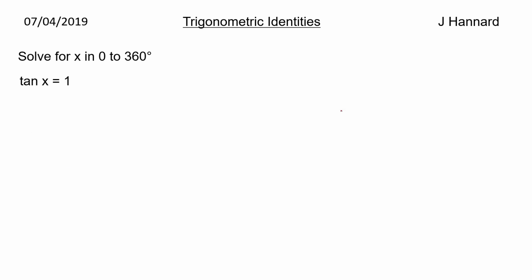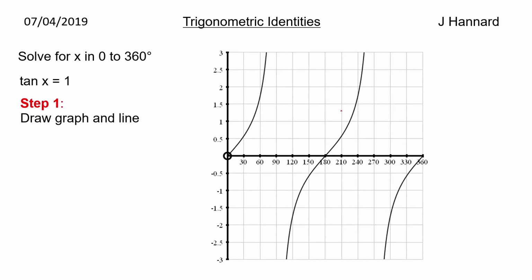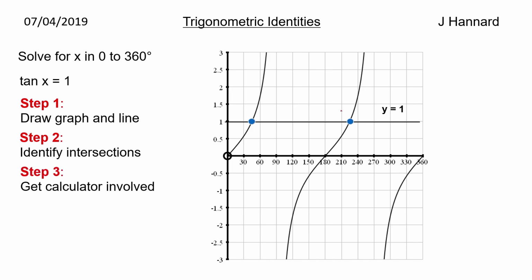Next one, solve for x in the range 0 to 360. Tan x equals 1. So we draw the tan graph, and then we draw the line y equals 1. Identify the intersection, so there's two there. Get the calculator involved. x equals 45. If you do shift tan of 1, you get 45 degrees. Very famous sort of identity, that.